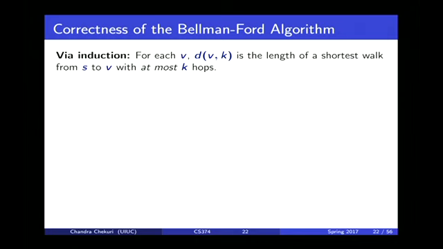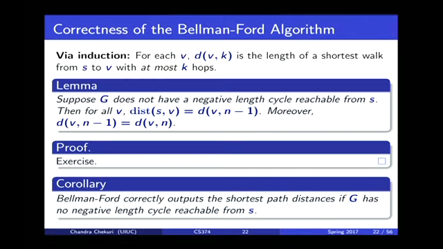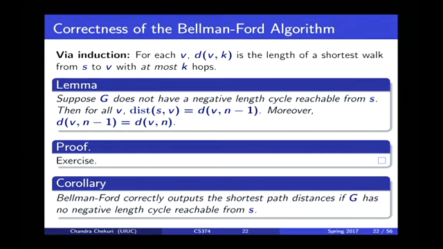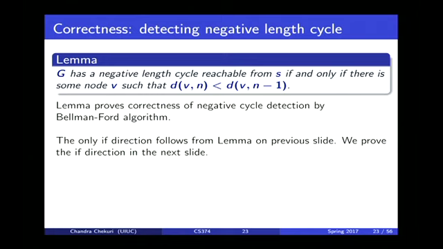So what is the correctness? Well, by induction, if you believe the recursion, we are computing dvk correctly. So if there is no negative length cycle, then we don't need more than n minus 1 edges in any walk, and we'll figure it out. The answer is correct if there is no negative length cycle. Now we want to worry about the negative length cycle.